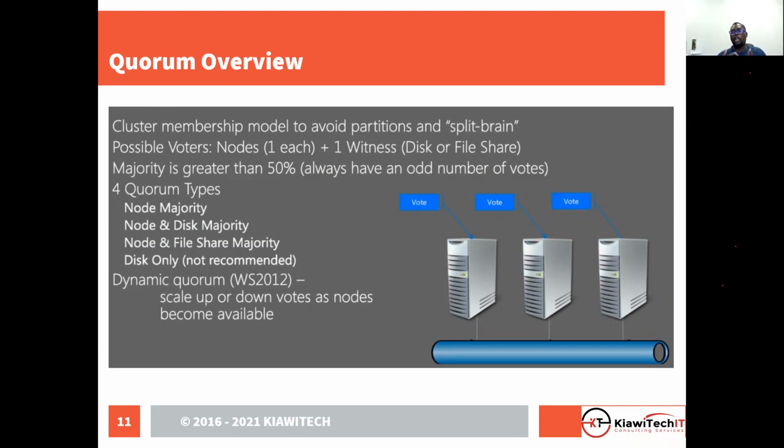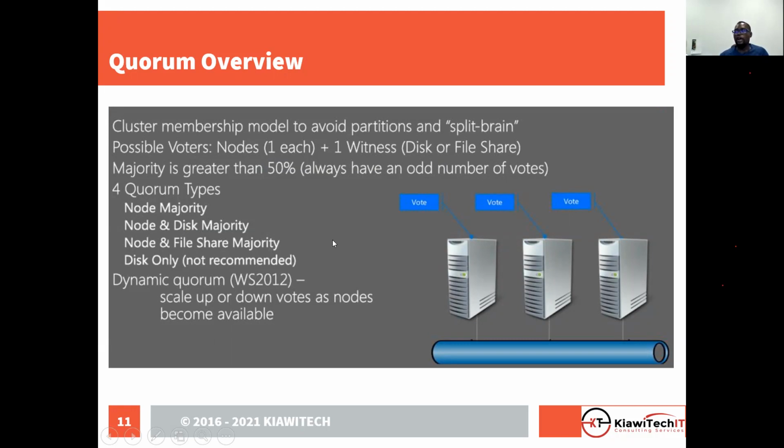It avoids the cluster from going offline. Right. So it's a voting disk system that really determines which node becomes online, and avoids that situation where the entire cluster goes offline. Now, there are different types of quorums that you will see out there. We have the node majority, the node and disk majority, node and file share majority, and disk only quorum. For this exercise today, we are going to create a node and disk majority quorum.